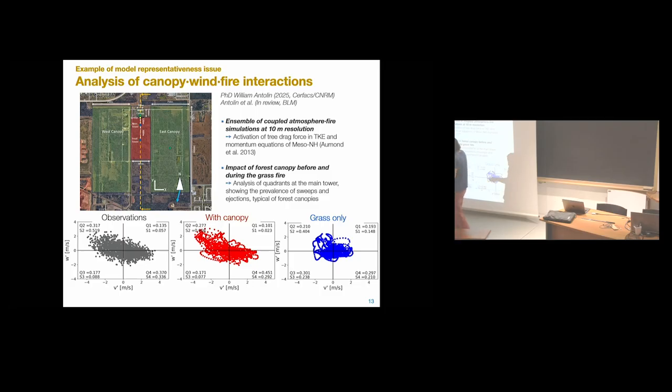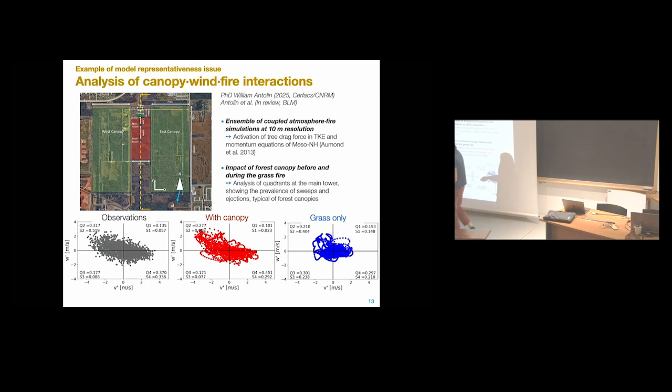And so you have this data, for instance, over 1 hour before the fire, and during 1 hour, and you can put the values on these quadrants. And you know that when you have a forest canopy, classically, you have this asymmetry in the quadrants. So we have sweeps and ejections that are typical turbulence events that occur in canopies.